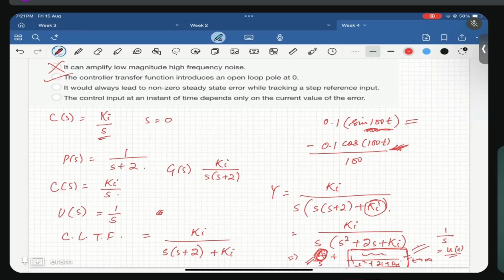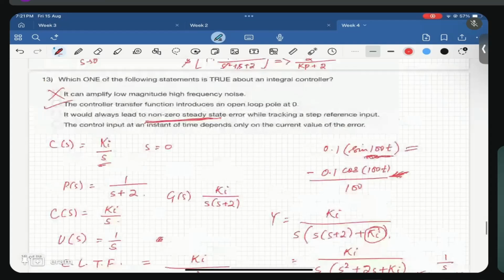Okay, then what will be the steady state error if, at time t tends to infinity, we are getting value 1? Then what is the steady state error if we are providing a step reference input? It is 0. So the statement that it would always lead to a non-zero steady state error is not true. We can choose ki such that it can lead us to a zero steady state error.